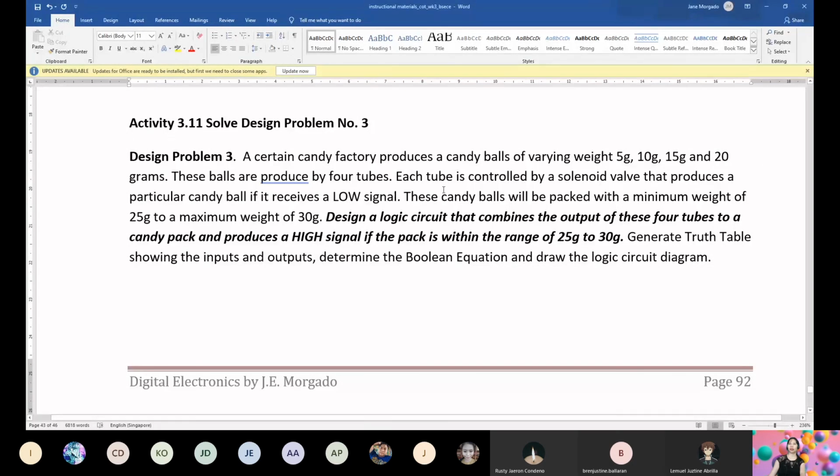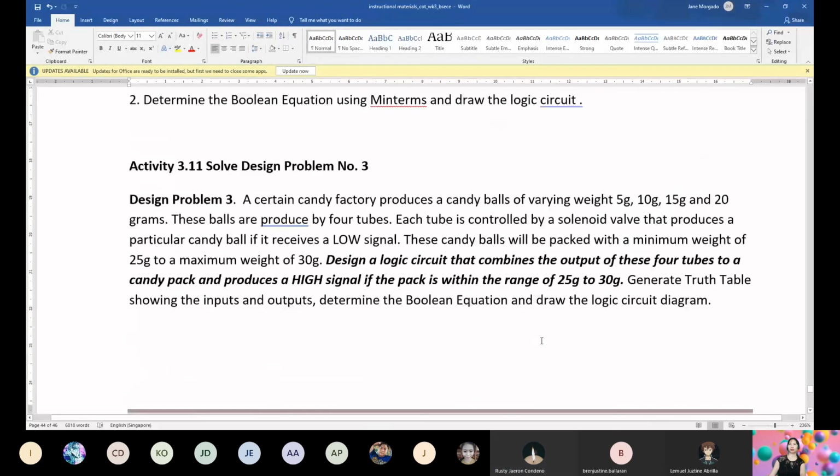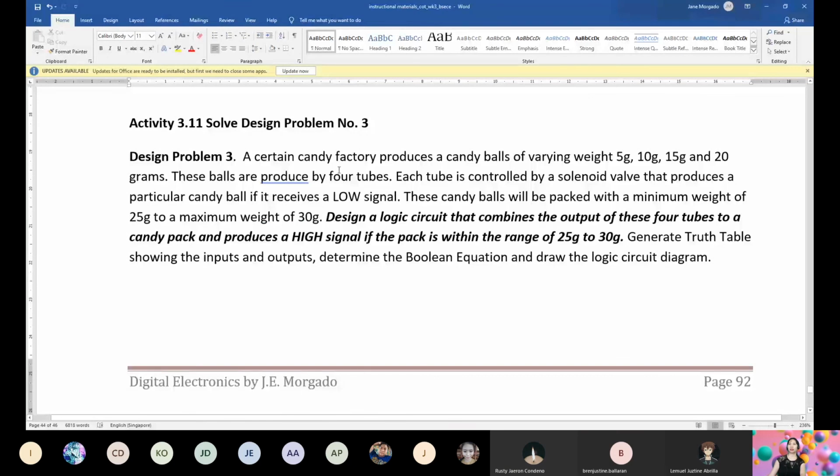Okay, are you ready with design problem number 3? Do you need more example? Yes. Okay, so this will be the last example. A certain candy factory produces candy balls of varying weight. Okay, so parang jawbreaker, ano, mga bilog-bilog. 5 grams, 10 grams, 15 grams, and 20 grams. These balls are produced by 4 tubes. Okay, so may 4 na tubes.